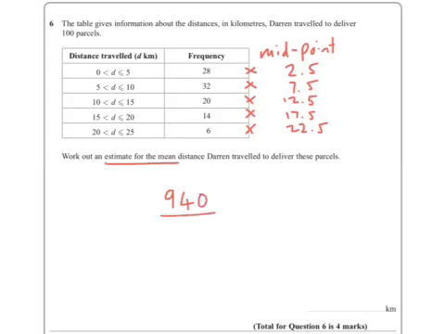So that will give you a couple of marks, 1 or 2 marks probably, on this. It then says Darren has to deliver 100 parcels. So we do not divide by how many groups there are, we divide by how many parcels there are. If they don't tell you in the question how many parcels there are, add up the frequency. The frequency adds up to 100. So there's your third mark. 9.4 would be the final mark.